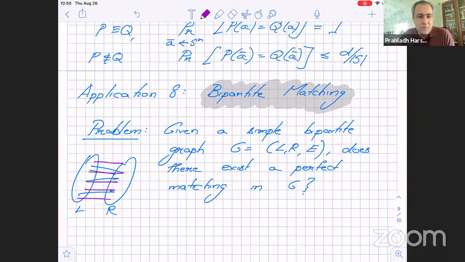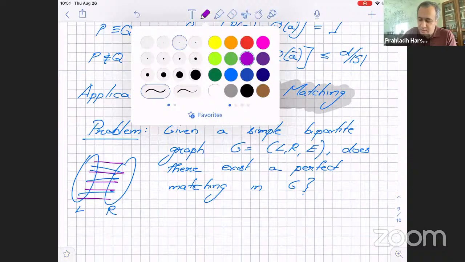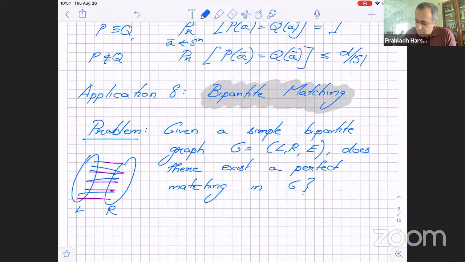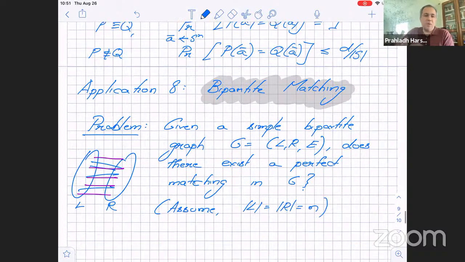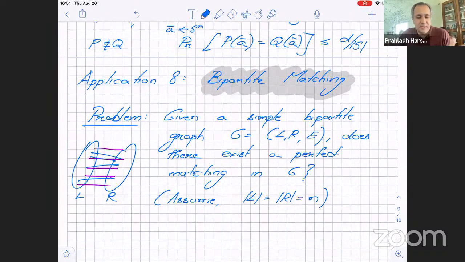If not, let me know. So the problem is, given a bipartite graph G. Firstly, for this statement to even make sense, L and R should be of the same size. So let's assume that the size of L equals the size of R equals n, because otherwise there can't be a perfect matching. So the left and the right hand sides are equal. And now I want to ask, is there a subset of the given set of edges so that there's a perfect matching between them? Okay.